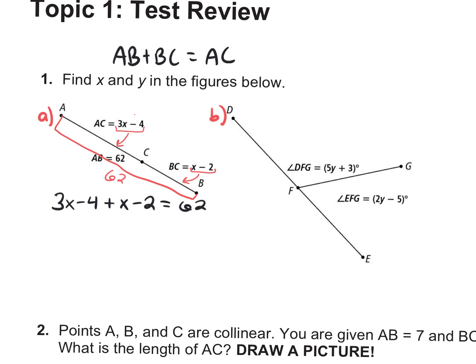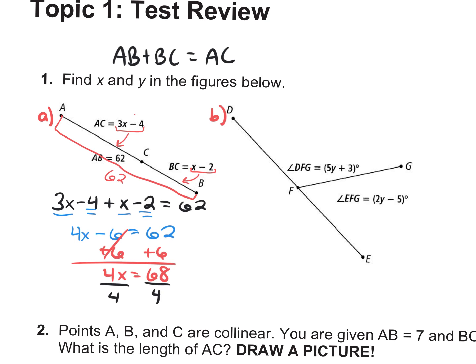From here, what do I do? How do I solve? Combine like terms, so I get 4x minus 6 equals 62. What do I do from here? Yep, add 6. So I get 4x equals 68. Last step. Divide by 4. We get x equals 17.